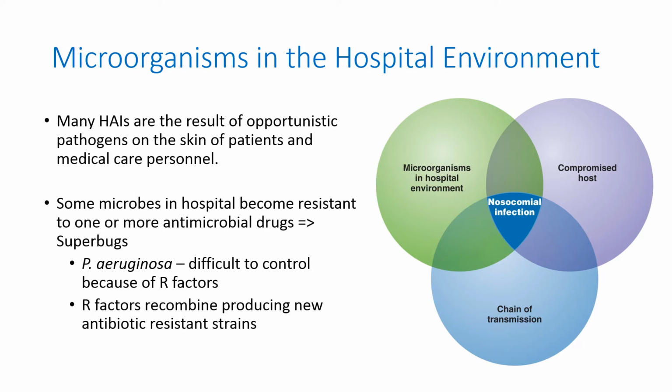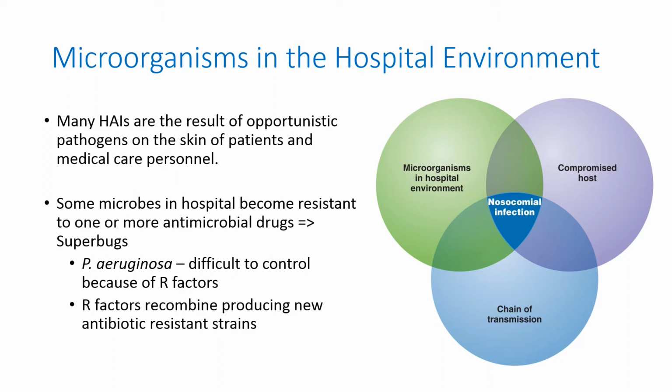Remember, opportunistic pathogens are microbes that can cause disease under certain conditions, such as when someone's resistance is low because they're sick. So these opportunistic pathogens on the skin of patients, personnel, visitors, everyone, can be transmitted from one person to another. And when these opportunistic pathogens are transmitted to patients, then patients can become sick.